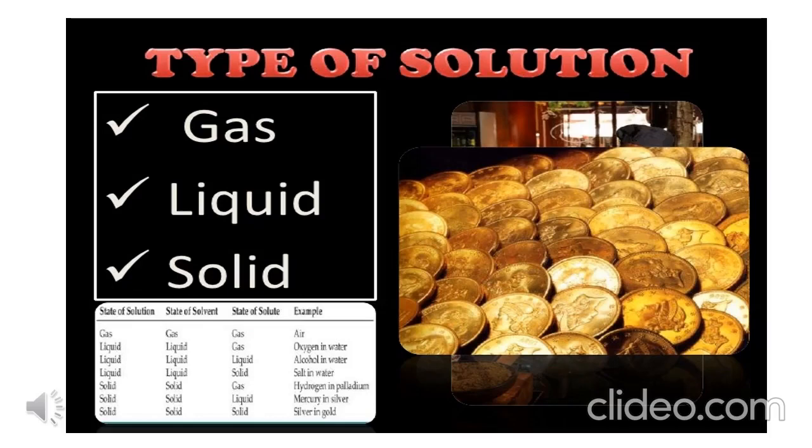The classification of the solutions is of three types: gaseous solutions, liquid solutions, and solid solutions. If the solvent is gas, then we can call them gaseous solutions. The best example is air. And if the solvent is liquid, then we can call it a liquid solution. If the solvent is solid, then we can call it a solid solution. Here are some examples of different types of solutions basing on the solvent, whether it is gas or liquid or solid.